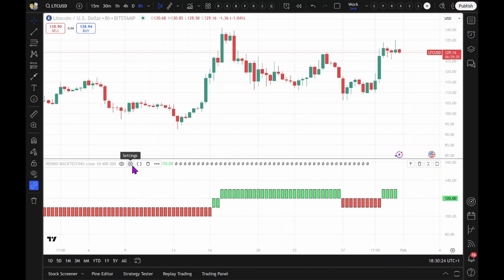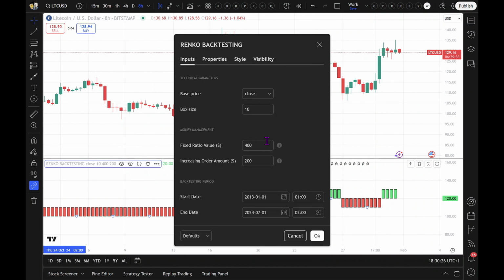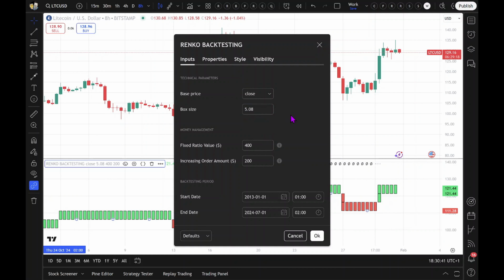So we click on the strategy settings here. You should know that the box size assignment method is by default traditional. The source, so the base price, is close, but you can change it. And we're going to set the box size to $5.08. Because performance is best with this parameter.